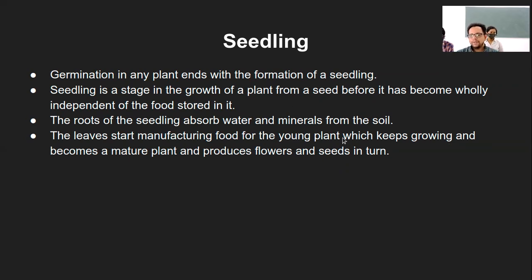So we know cotyledons store the food and help the embryo to grow up to a certain stage. After the leaves are formed in the plant, they will start doing photosynthesis. So there is no need of the cotyledon. So until that stage where the seedling becomes independent of the food stored in the cotyledon, it will be called a seedling. Otherwise, it becomes the plant stage.